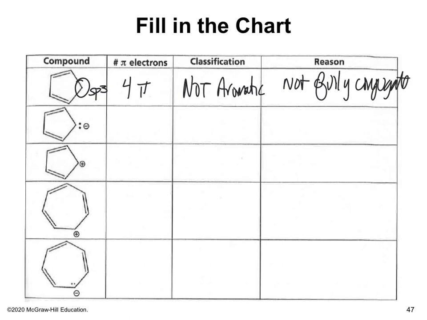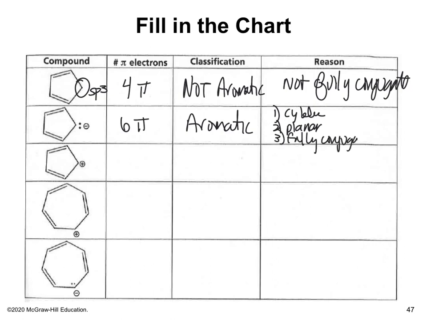So this is what you need to be able to do here. We're going to count these electrons. That's going to be 6 pi, and it's going to be aromatic because, one, it's cyclic, it's planar, it's fully conjugated, and it has 4n plus 2 pi electrons, which are 6.